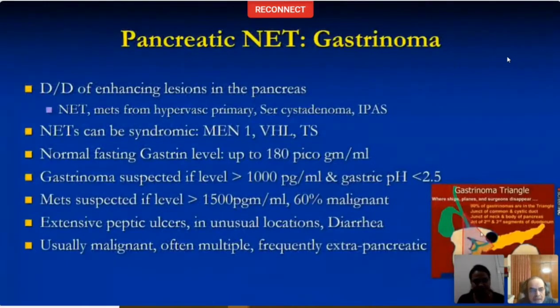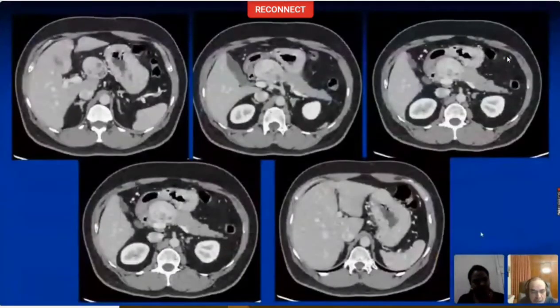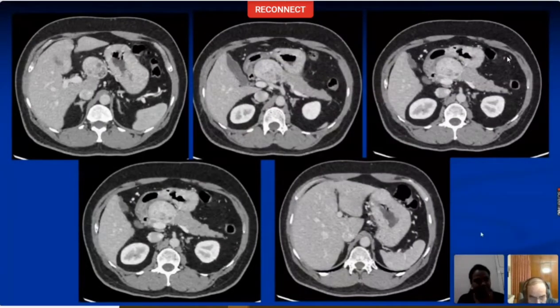Okay. Now, what are the other differentials of hypervascular lesions in the pancreas? One is, of course, we have seen neuroendocrine tumor. What are the other hypervascular lesions in the pancreas?